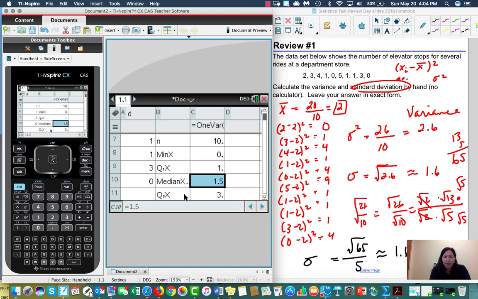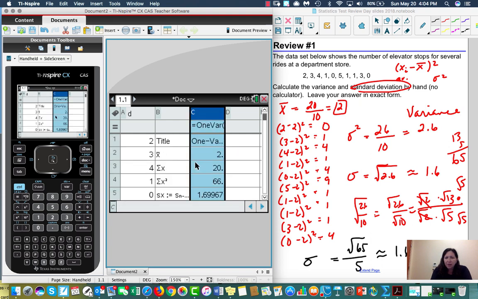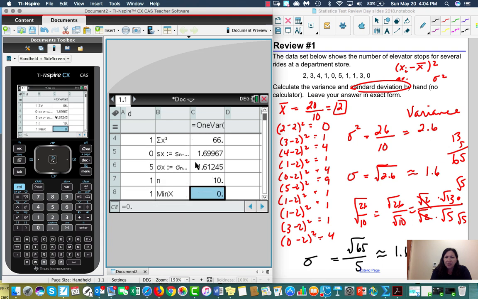Additionally, if I scroll down, it also gives me this value, which was my variance before dividing, it was just a sum of all the differences. Let's see, what else did it give me? Oh, and it should have given me my standard deviation, which is right here, 1.612. This number 10 is how many numbers I had, my minimum number, etc.